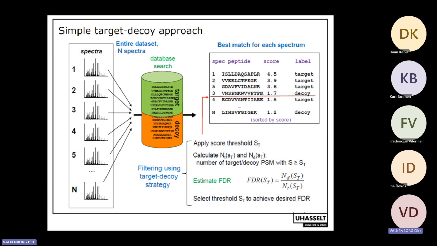These decoys are nonsense sequences, so they are for sure false positives. So by this procedure, we can argue that we allow 1% of false positive findings. So this is how the reversed target decoy approach works.